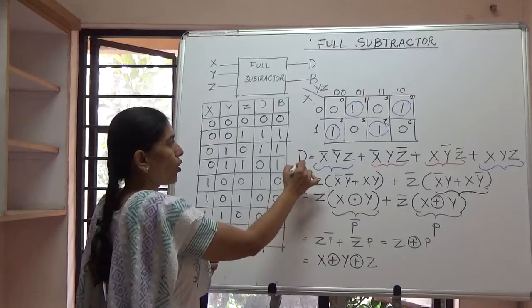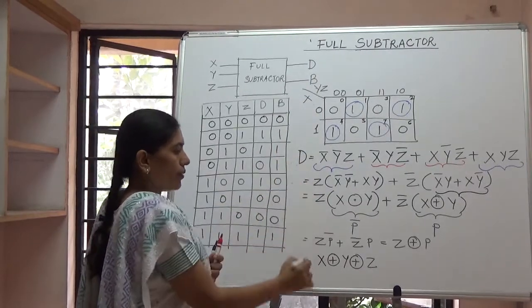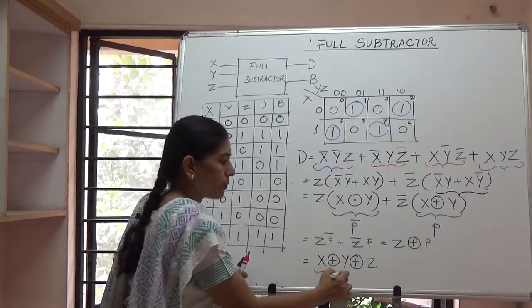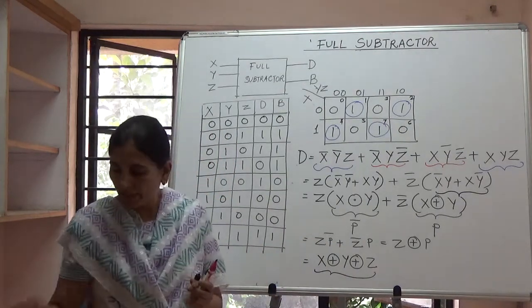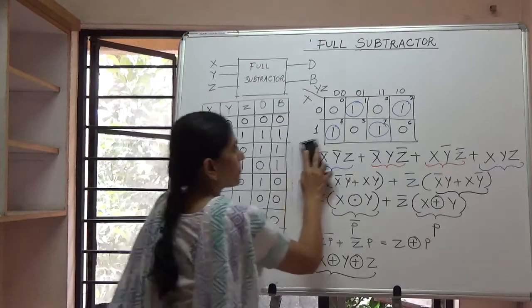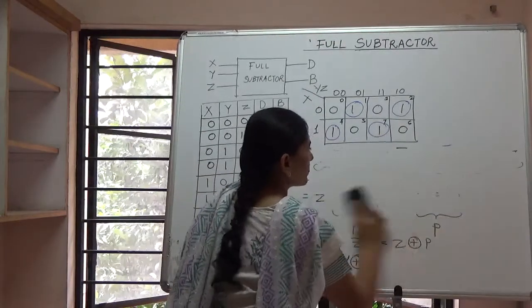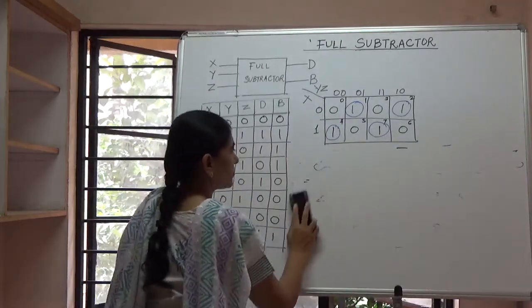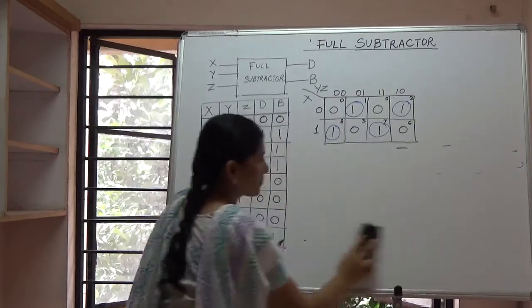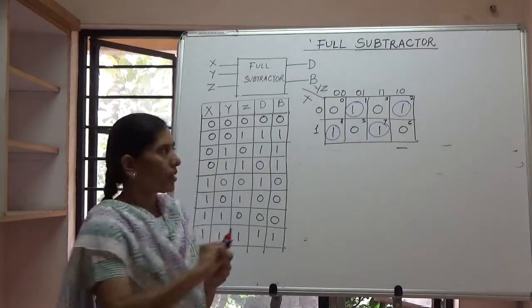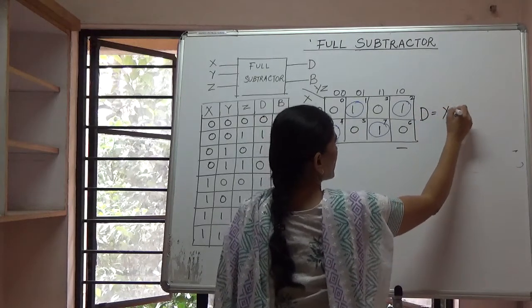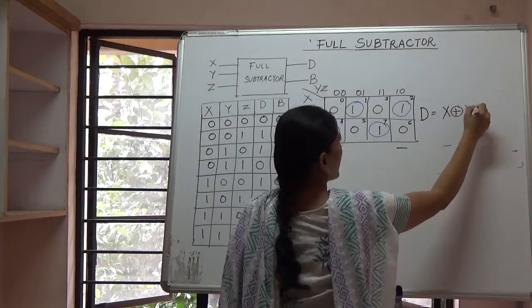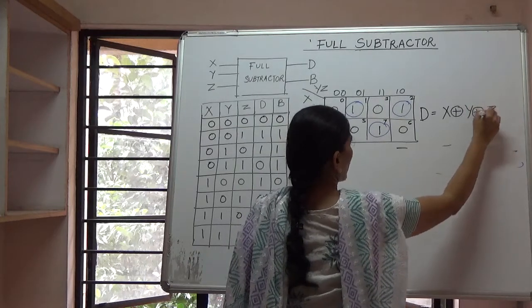So the difference of a full subtractor can be obtained by XORing the three inputs x, y and z. So the difference D can be written as x XOR y XOR z.